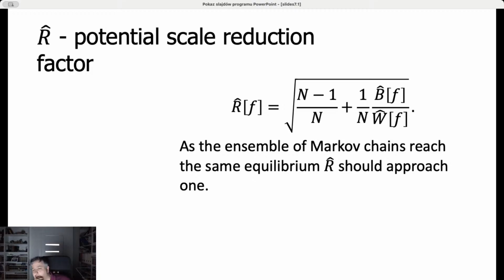For this we use a statistic called the potential scale reduction factor, which is called R hat everywhere. Even in the literature, everyone calls it R hat. No one uses the name potential scale reduction factor.